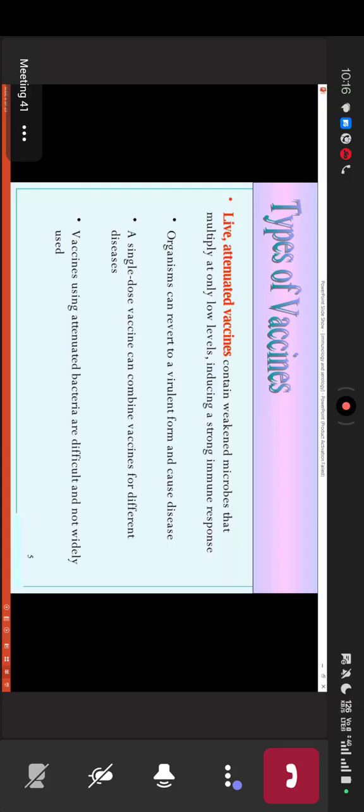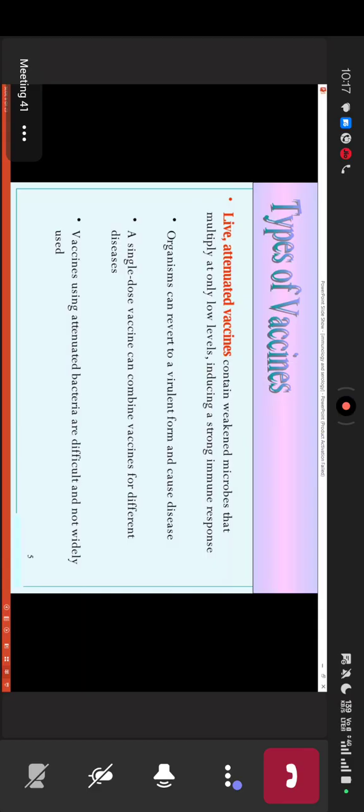Organisms can revert to the virulent form and cause disease. Yes, this is the disadvantage of live attenuated vaccines. Sometimes a few of the organisms can revert to the virulent form and cause disease, when an individual is exposed to opportunistic pathogens, right? In that case, the organism reverts to the virulent form and starts causing disease in the individual instead of making their immune system strong, right?